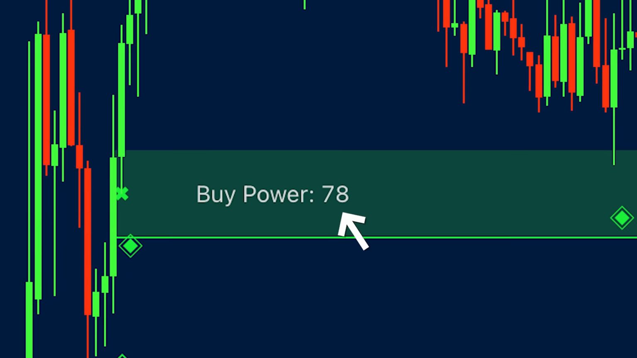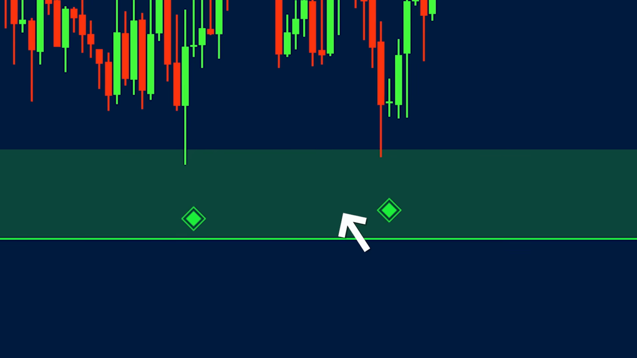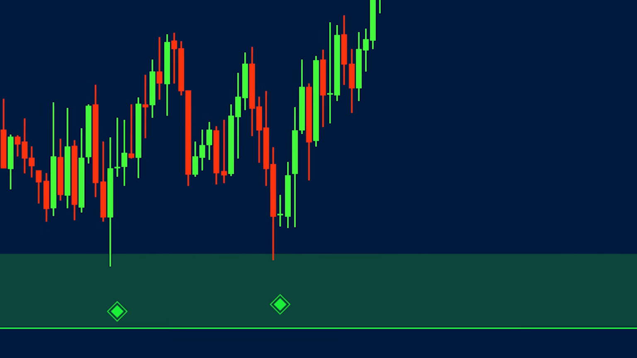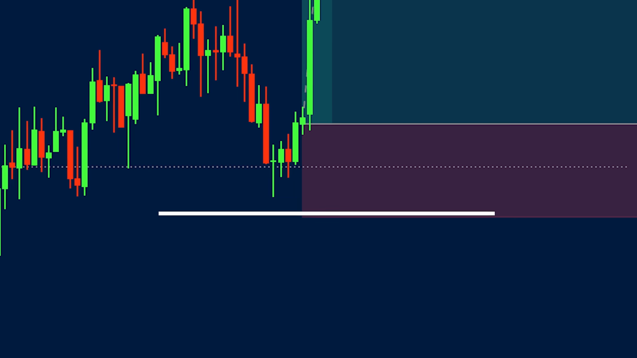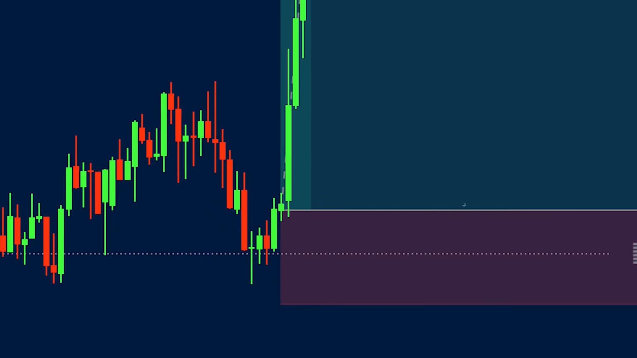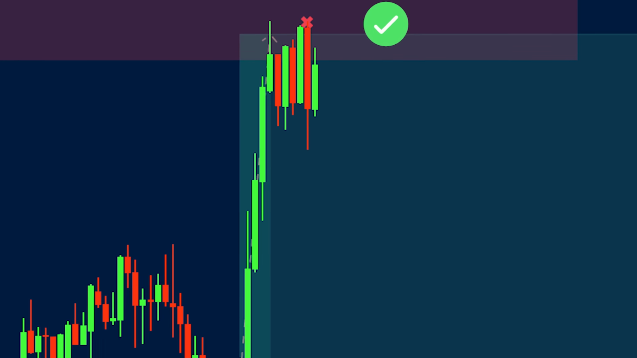The power calculations show you exactly how much institutional interest exists at each level, turning what used to be guesswork into mathematical precision. For scalping setups, enter when price touches the midline with confirming power readings and use tight stops just beyond the midline. These scalping trades often complete within 2 to 4 hours, making them perfect for active traders who want quick, high-probability profits.